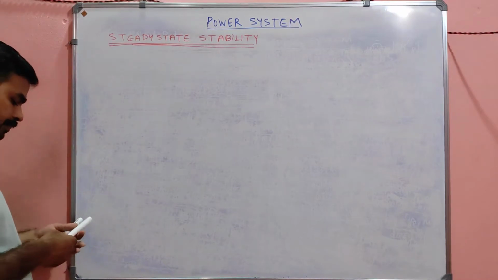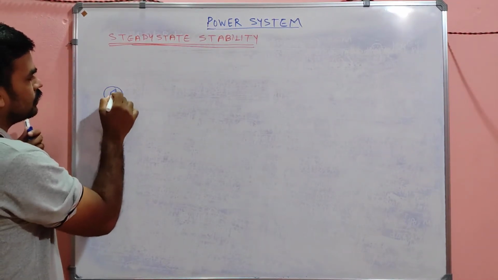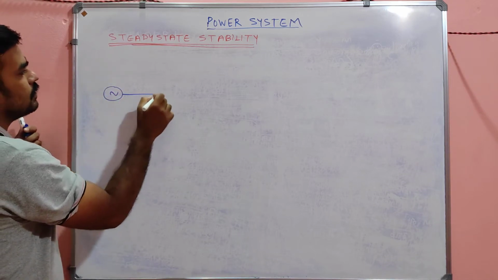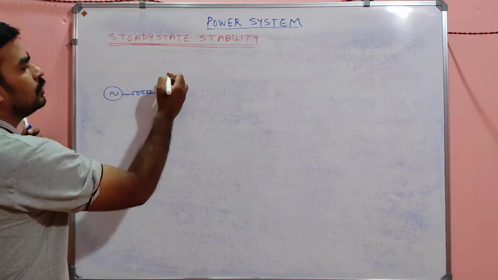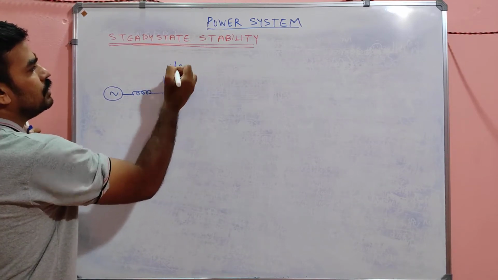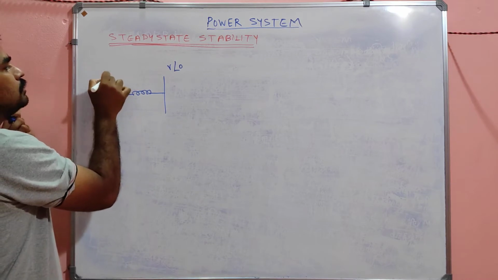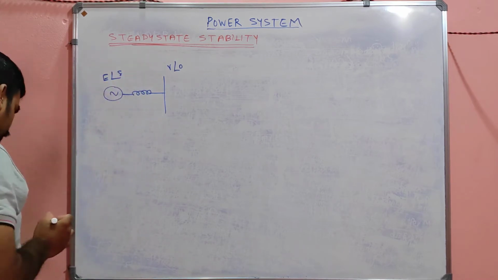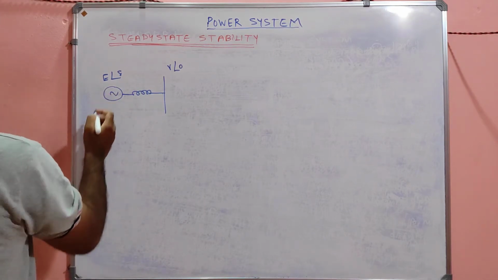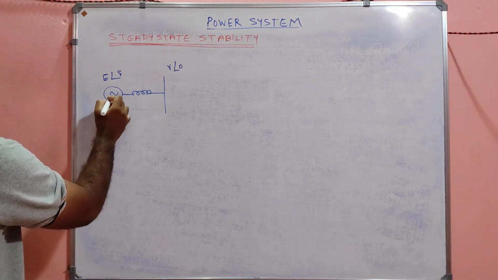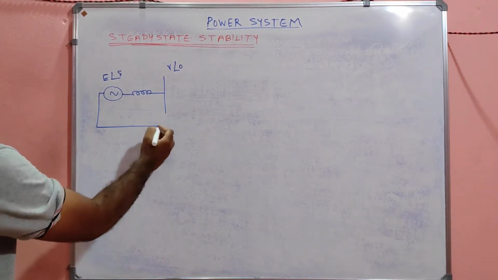So consider a single generator, for analysis purposes it will be very easy then. This is V angle 0, the receiving voltage, this is a transmission line, and this will be E angle delta. So consider a single machine right here. A closed circuit you can make like this.